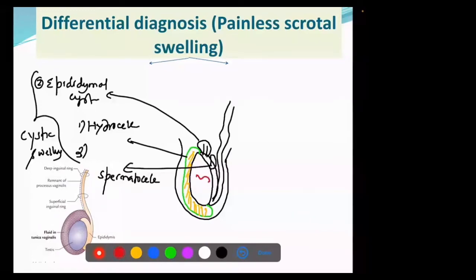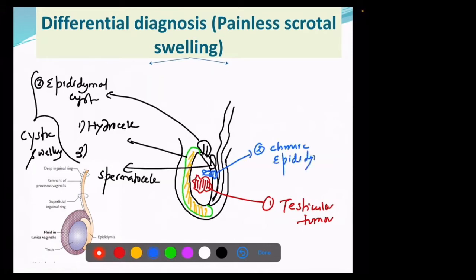Whereas if there's a testicular tumor, then this will be a solid tumor, right? And sometimes there may be a chronic inflammation of the epididymis and testis, known as chronic, not acute, acute is painful, chronic epididymo-orchitis. These two are actually solid swellings. So these five are the differential diagnosis of painless scrotal swelling.